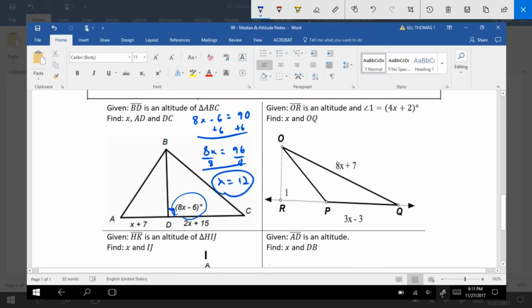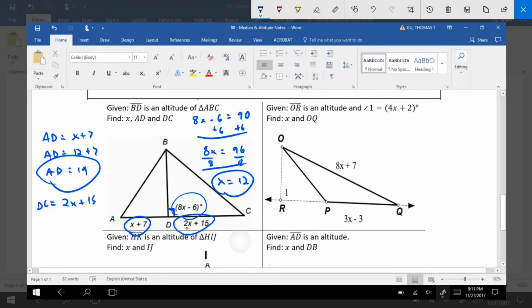So after we found x equals 12, now we can find AD and DC. If you look right here at the bottom, AD equals x plus 7. Well, what is x? X is 12. So AD equals 12 plus 7. AD equals 19. Boom! And now DC, how are you going to find DC? DC equals right here 2x plus 15. Well, x is 12, so DC equals 2 times 12 plus 15. DC equals 24 plus 15, and that means it equals 39.